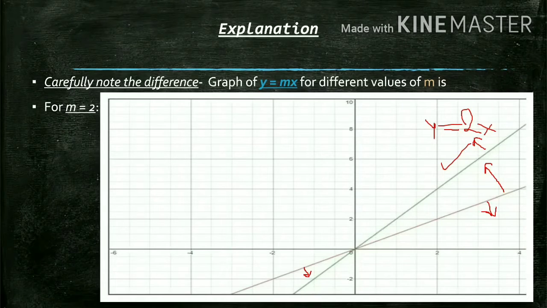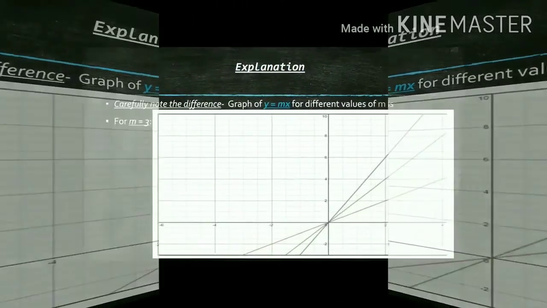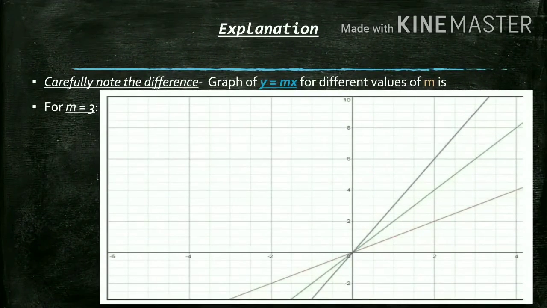Suppose I again increase the value of m. Now the value of m is 3. Then it will be like this. For the first it increased up till this. Now it has increased up till this. And this is basically the graph of y equals 3x.